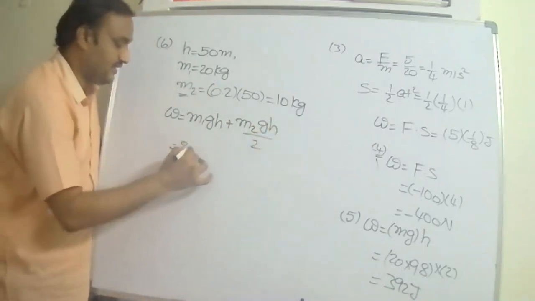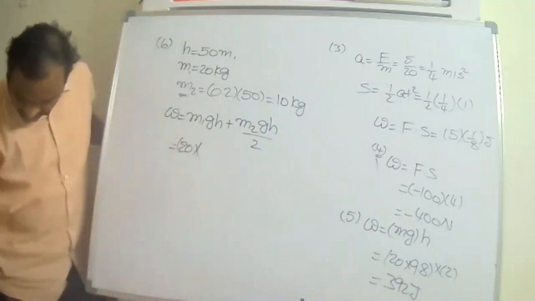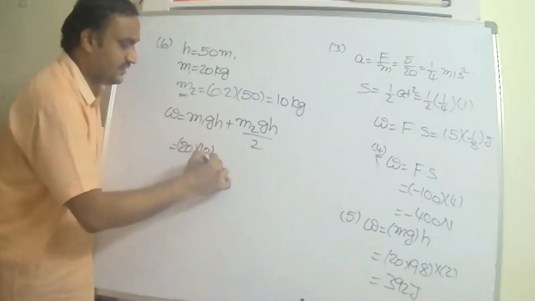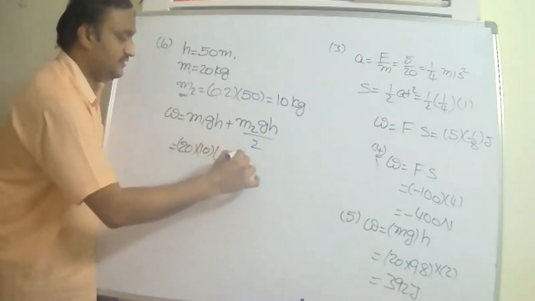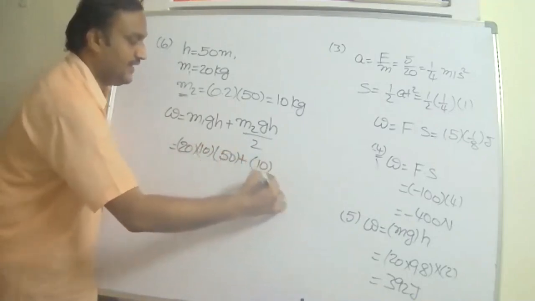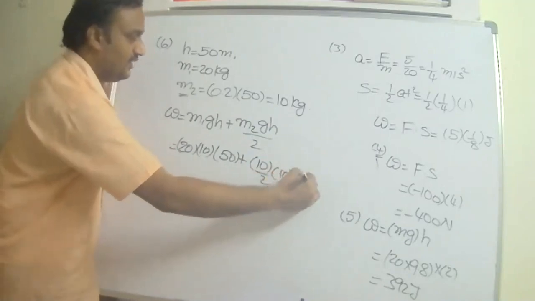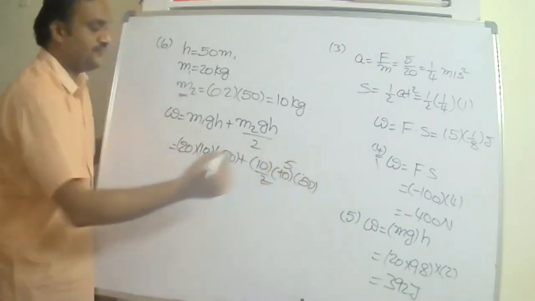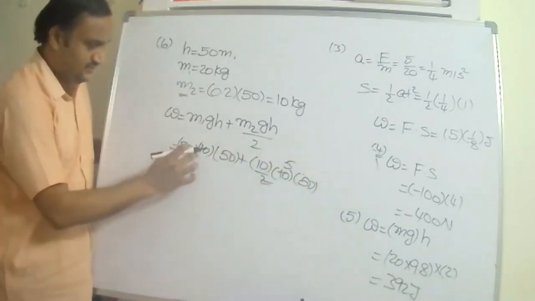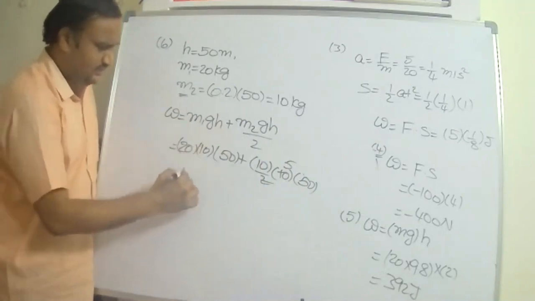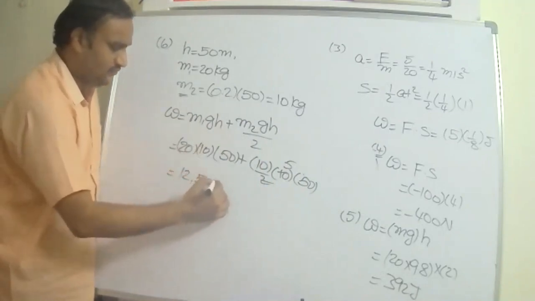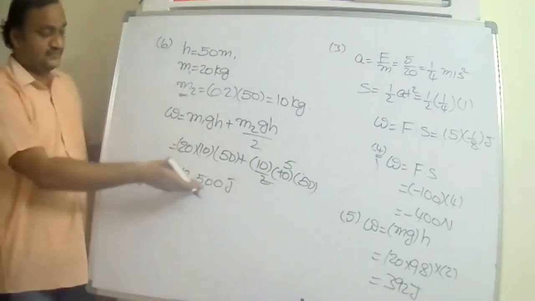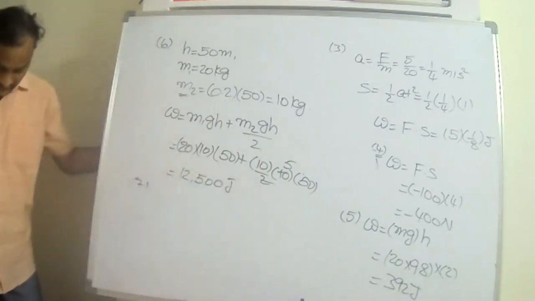So first, round of 20, 9.8 let's take 10, take 10, round off, h 50 plus m2 10 by 2 into 10 into height 50, 250 into 2500, 10,000, 1250. If you take 9.8, round off it will be near 400.